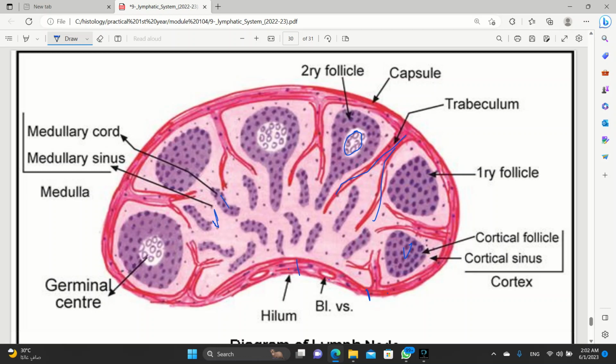So sinus, cords. So again, quickly, that's secondary follicles of the cortex, primary follicles of the cortex. That's the capsule. Thickening of the capsule took place at the hilum. These are some blood vessels. That's the medulla, medullary cords, and the empty space are the medullary sinus.